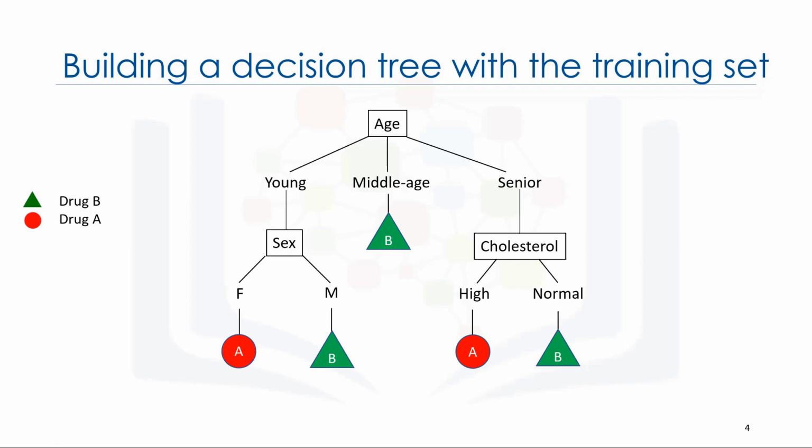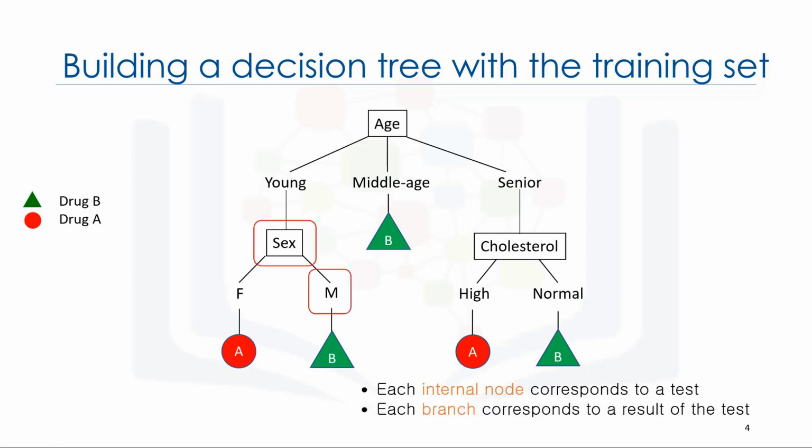The additional decision variables can be things such as cholesterol levels, gender, or blood pressure. For example, if the patient is female, then we will recommend drug A. But if the patient is male, then we'll go for drug B. As you can see, decision trees are about testing an attribute and branching the cases based on the result of the test. Each internal node corresponds to a test, and each branch corresponds to a result of the test, and each leaf node assigns a patient to a class.